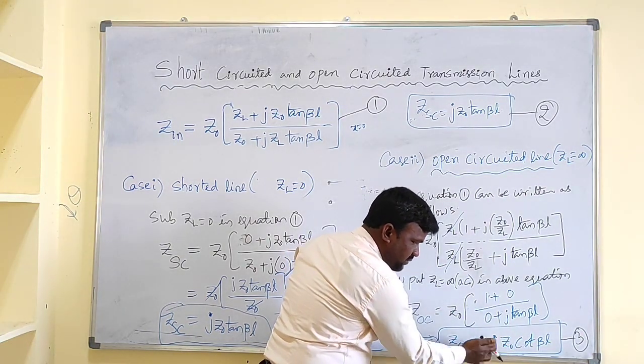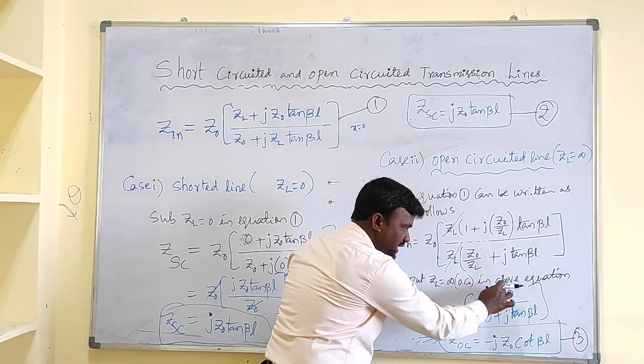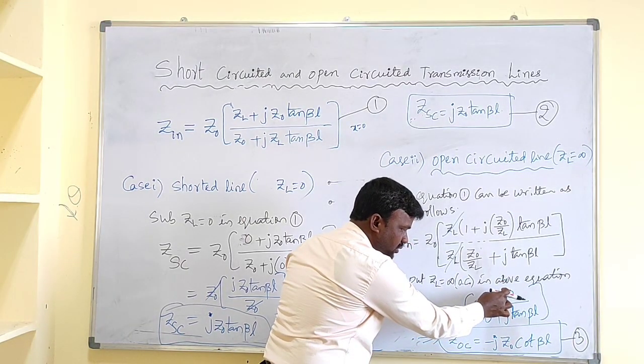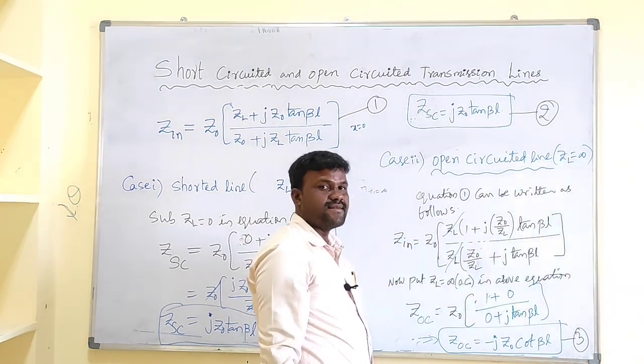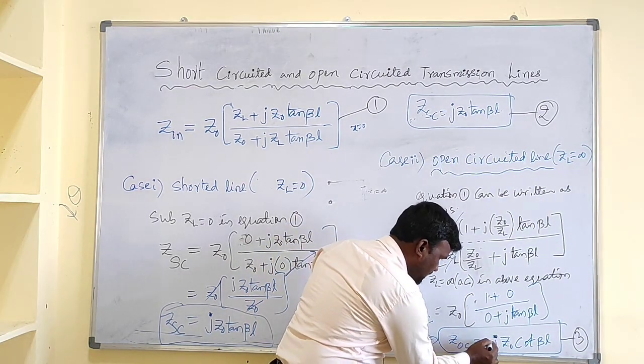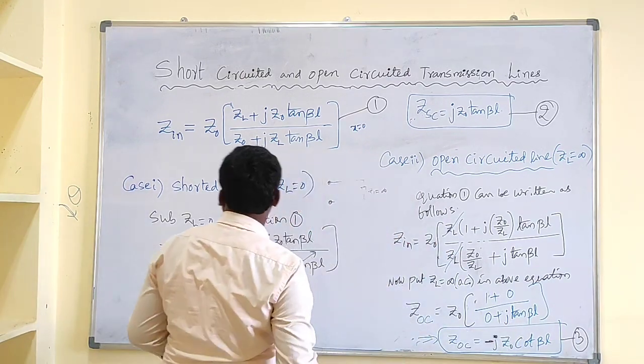1 by j is nothing but what? By taking rationalization, multiply and divide with j. Here we get j in the numerator, and here j square. j square means minus 1. So that's why we got here minus j Z naught cot beta L.